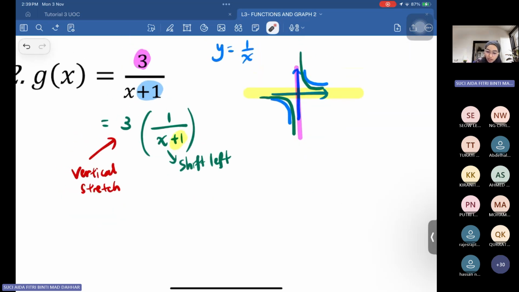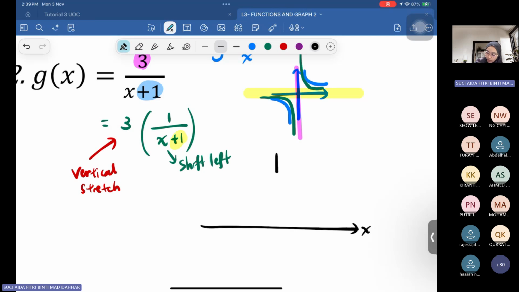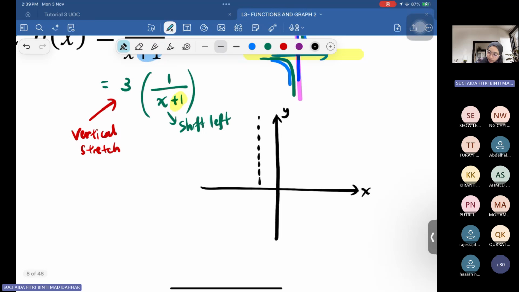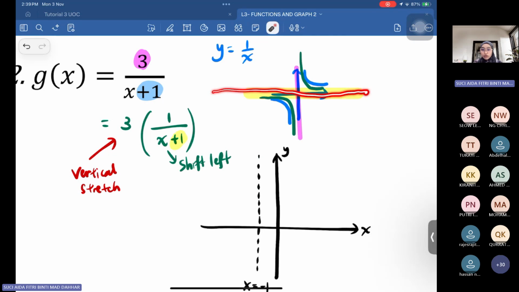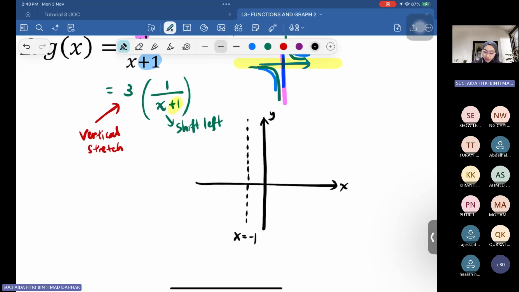So your new graph, your f(x) graph, now looks like this. This is the x-axis. This is my y-axis. So my vertical asymptote has been shifted to the left by 1 unit. It is now at x equals -1. When you shift to the left, does it change the y value? Would this line move? No, right? This will stay on the same path. So our horizontal asymptote still remains on the x-axis. Only the vertical asymptote moved to the left. So the graph now looks like this.